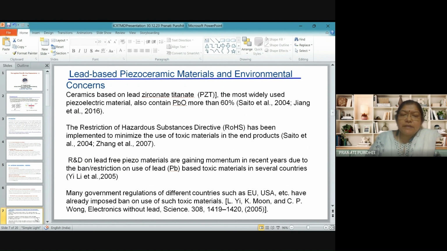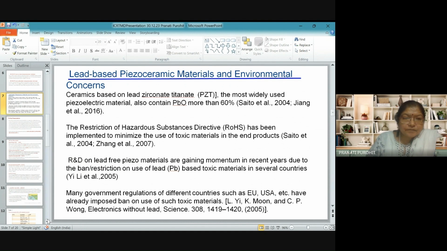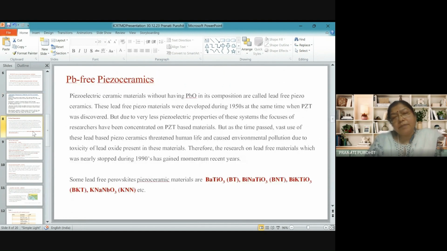When we synthesize materials, and after their use, when we let the material free, they mix with our water and the soil. And when we consume them, they cause very hazardous diseases. So it is now time to move from these lead-based materials to lead-free materials, so that we can live in a healthy environment.